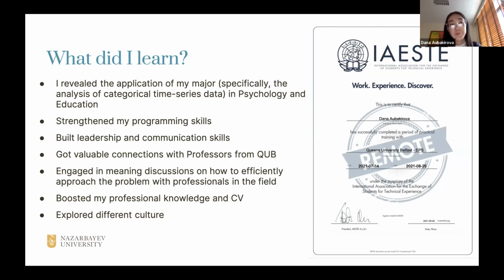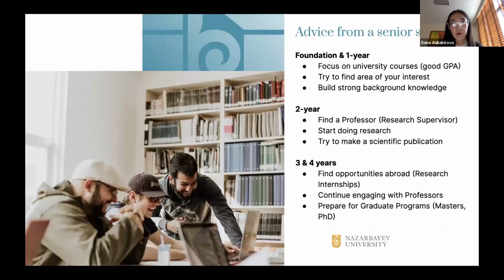And finally, I explored different culture, because they were often talking about their culture and life in Northern Ireland. And at the end, I would like to provide some general advice from a senior student to foundation and first year students.